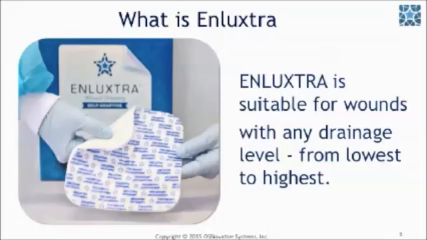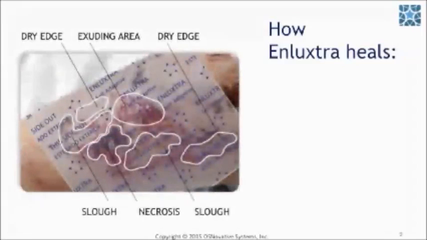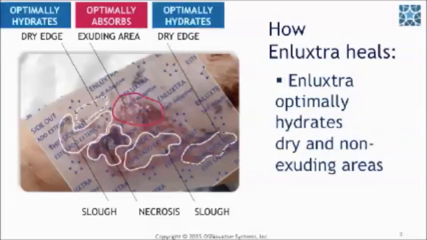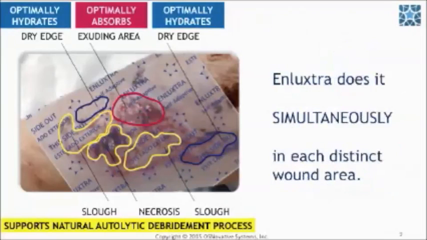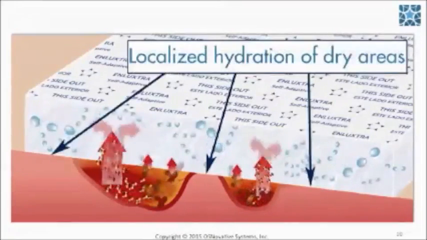Now, let's take a look at this latest advancement in wound care technology so you can see exactly how it works. You can understand now that Enluxtra addresses every area of the wound separately, providing appropriate care for each specific location. It optimally absorbs exudate in draining areas of the wound without overdrying, optimally hydrates dry and non-exuding areas, supports natural autolytic debridement in areas with necrosis and slough. All this happens simultaneously, relevant to each specific area of the wound.